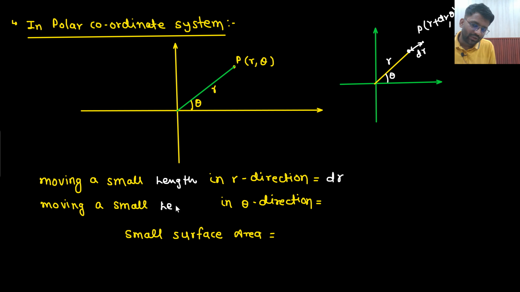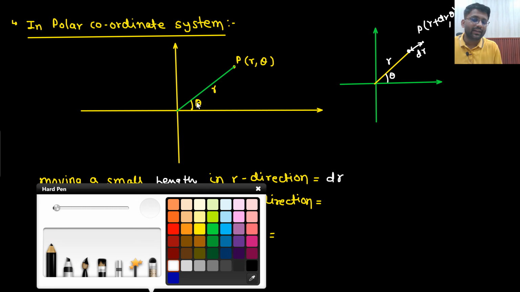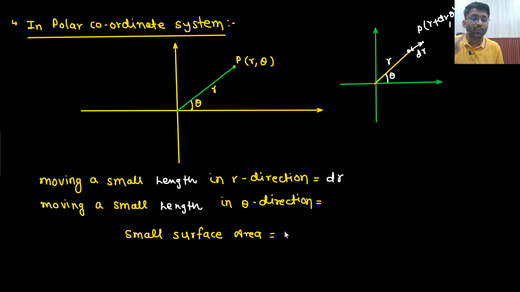And if you are walking a small length in the theta direction, how much will be that length? d theta? No, wrong. How much will be the length covered in the theta direction? You are at angle theta. Where do you want to reach? You want to reach theta plus d theta, right?